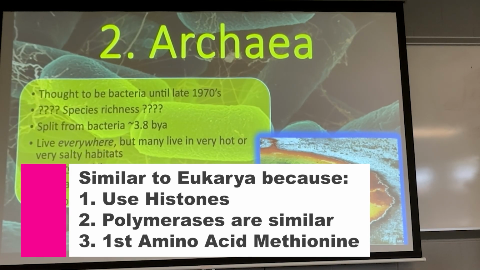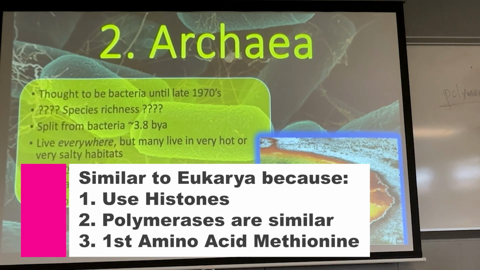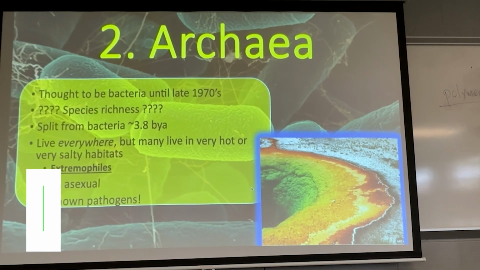They have very similar transcription and translational metabolic pathways to us, and multiple types of polymerase. All right, so polymerase is the enzymes that are responsible for making RNA and DNA. So they have multiple types like we do, whereas bacteria do not. So they share a lot of these metabolic and molecular types of characteristics with us that involve DNA and metabolism. So that's why they are sister to us and separate from bacteria.